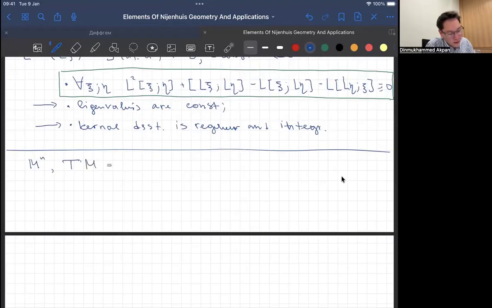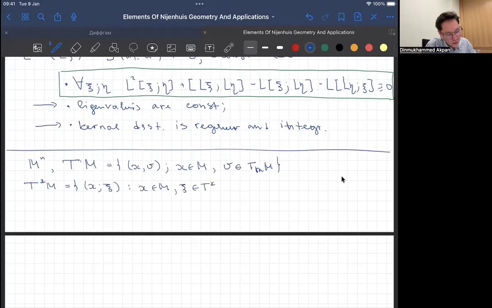Yeah, it's pairs of a point x on the manifold and a vector v_x on the tangent space, and also we have a cotangent bundle, pairs (x, xi) such that x is again on the manifold and xi is an element of the cotangent space at the point x. Then we can define a multilinear mapping.